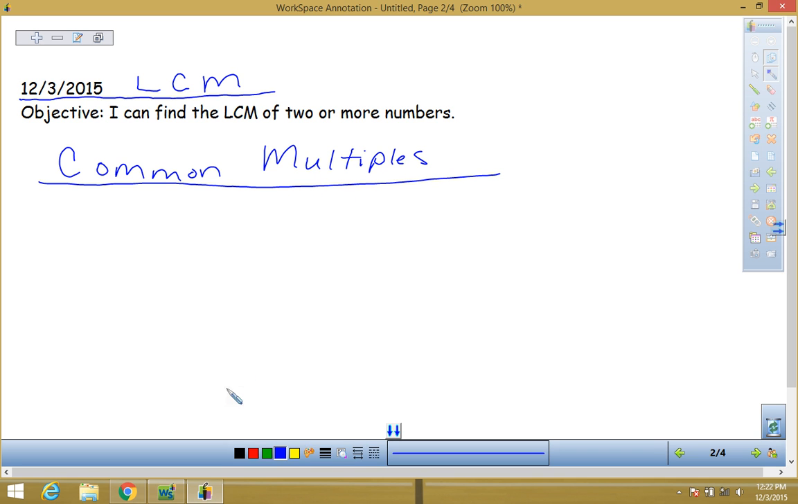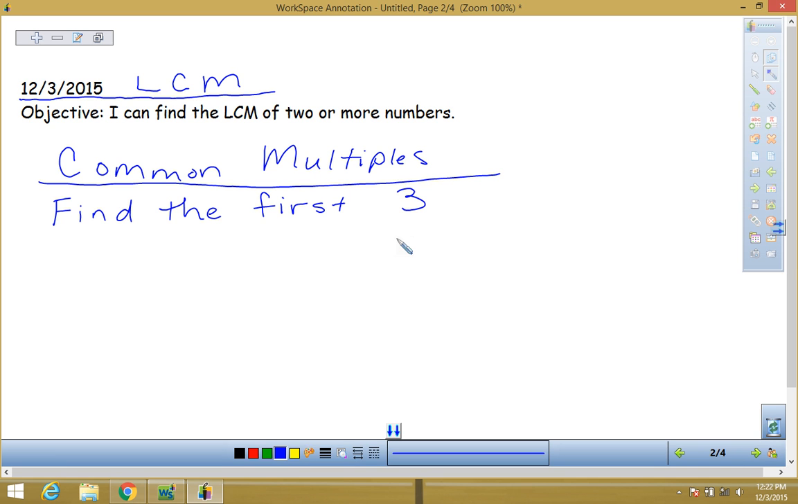And with your instructions for this, it's going to say find the first 3, or it'll say identify the first 3 common multiples. List the first 3. Find the first 3. Any of those words, they're looking for the same thing.